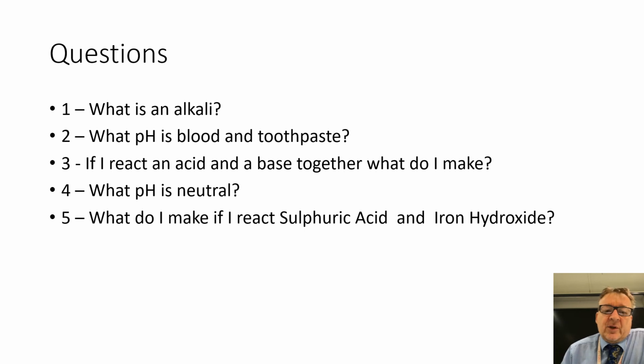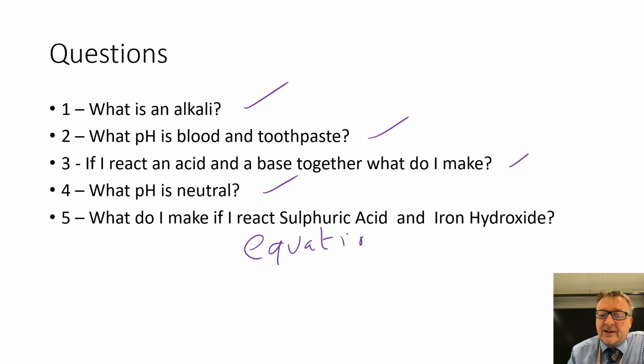Now these are the 5 questions. You need to write these down in your exercise book and then answer them. What is an alkali? You'll write a sentence. What is the pH of blood and toothpaste? You write blood, pH is; toothpaste, pH is. If I react an acid and a base together, what do I make? It's a little equation. What pH is neutral? Easiest one in the world. What do I make if I react sulfuric acid and iron hydroxide? For that one, I want the equation writing out.